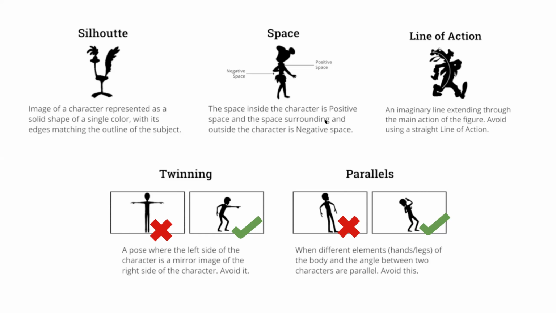And then twinning and parallels is just a little bit more about posing, just keeping it dynamic, keeping it a little bit asymmetrical. It's all about reading body language that's clear, believable, exaggerated as far as it makes sense.